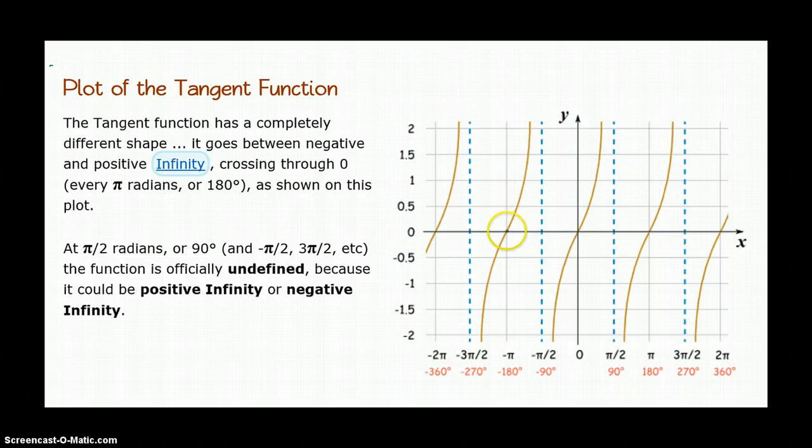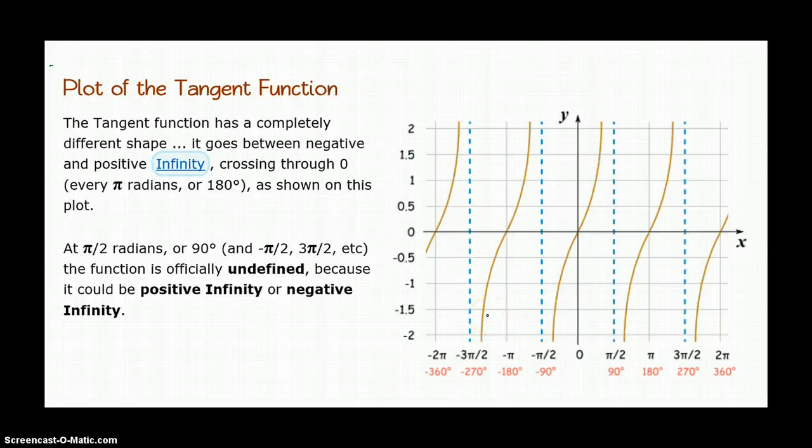It crosses through 0 degrees every pi radians. Notice how it crosses at 0. And at pi over 2, right, because tangent of pi over 2, or 90 degrees, is undefined, these are called asymptotes. It never goes through there, so that's why it goes off to positive or negative infinity.